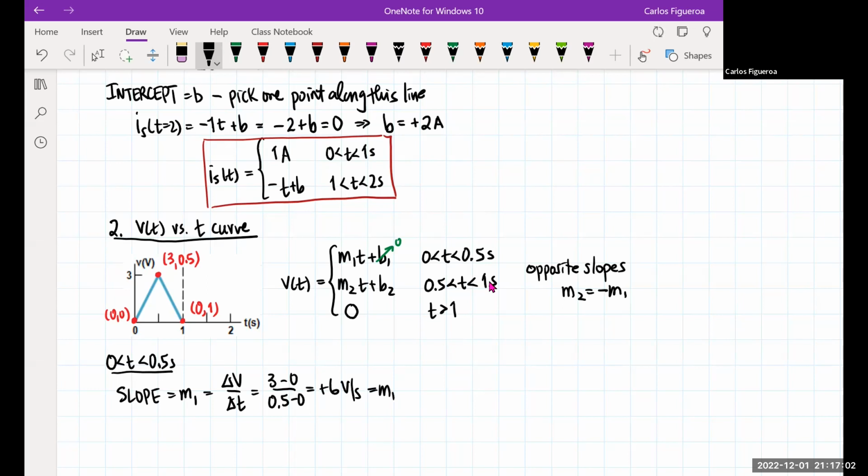And we already said that B1 is equal to 0. So you could see immediately that the voltage between 0 and half a second is going to read 6t plus 0. So now I have my curve. I got my first line. Now let's go look at the second line.